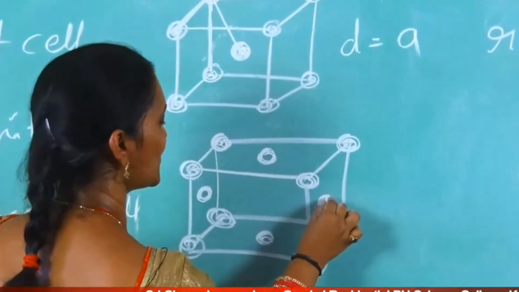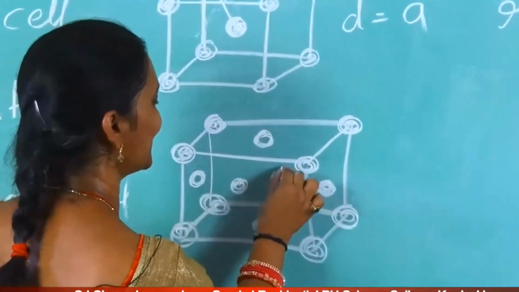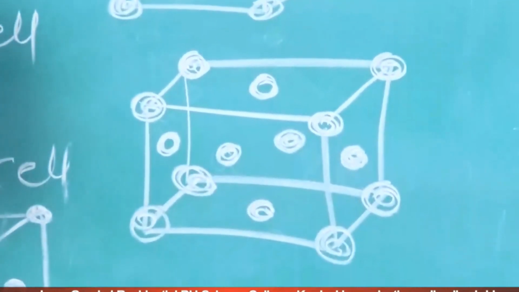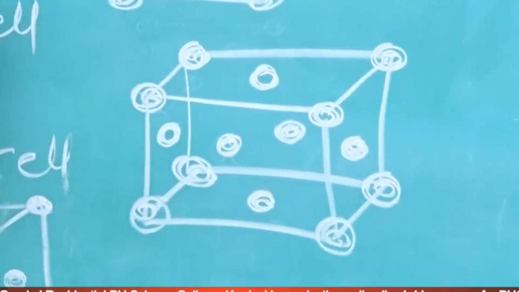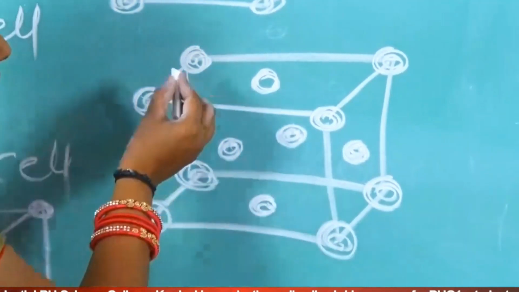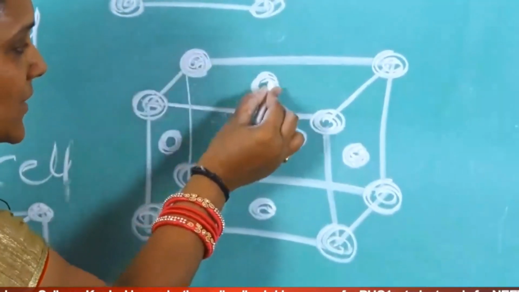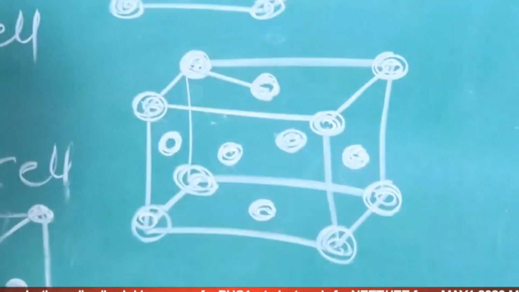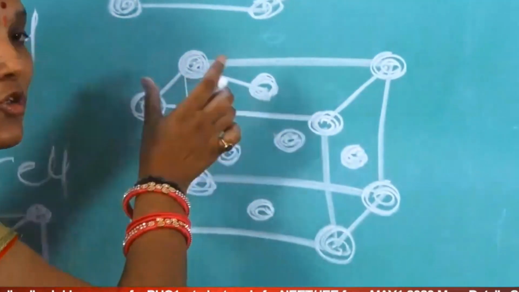But see that, many colors are used. Clearly you can understand that. So now it is the face center. Which are the nearest neighbors? The corner particle and the face center. These two are nearest neighbors. This distance we should find.